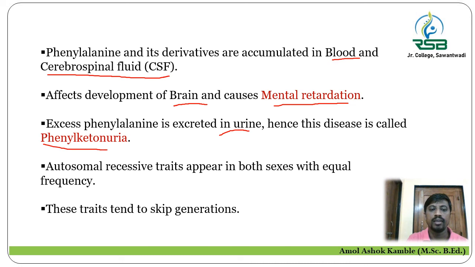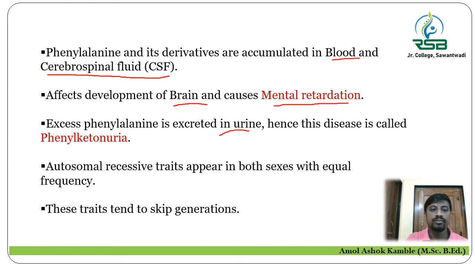the phenylketonuria, that is the PKU, and it is the autosomal recessive traits and it appears in both the sexes in equal frequency, and these traits it tends to skip the generations also.